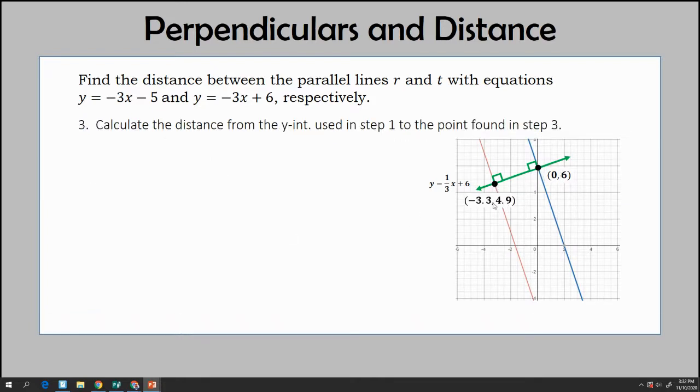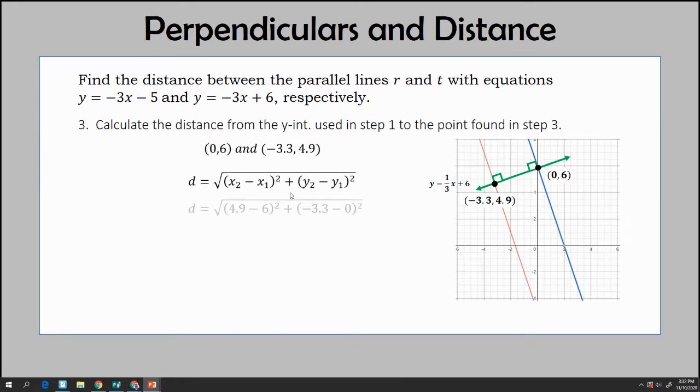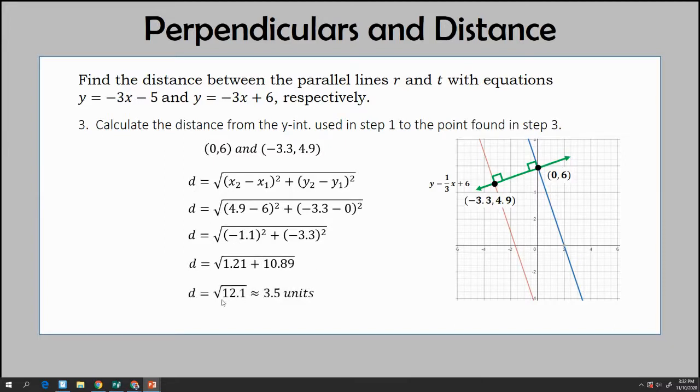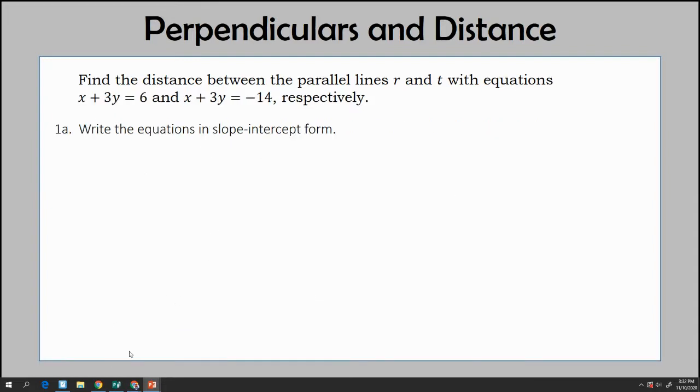So we're going to take these 2 points and we're going to find the distance between them using distance formula. So 4.9 minus 6 quantity squared, negative 3.3 minus 0 quantity squared. Okay. And we'll wind up getting the square root of 12.1, which is about 3.5 units. So these 2 parallel lines are about 3.5 units apart from each other. Okay, a 3-step process. Let's take a look at another one.